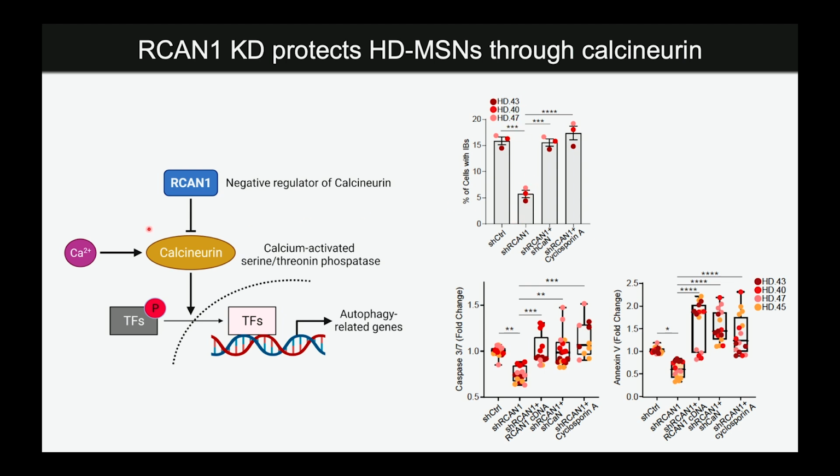At the same time, we tried to see whether there's a direct relationship between RCAN1 and calcineurin, and if that's the case, it reprograms neurons. What we found was that if we knock down RCAN1, cells become protected. If we knock down calcineurin itself, then the cell death actually becomes worse. So it's really through this pathway, which we infer by epistatic testing between RCAN1 and calcineurin.